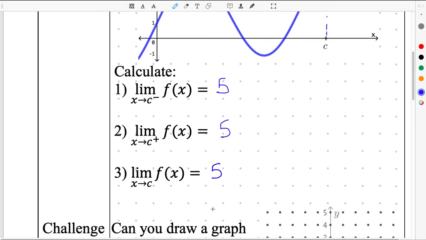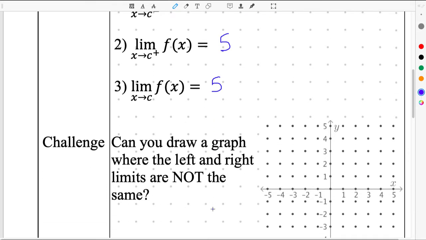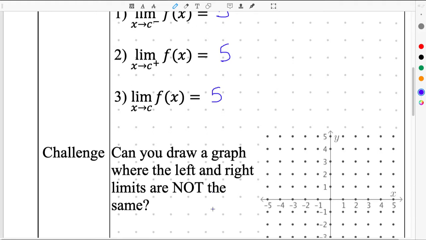Okay, so this is the hard part. Can you draw a graph where the left and right limits are not the same? And this is going to be difficult, and I don't expect everyone to be able to do it, but it's just playing with math. I love this idea of being able to play and see, is it possible to break things? I want to break some things. Can I make the left-hand limit and the right-hand limit not the same?